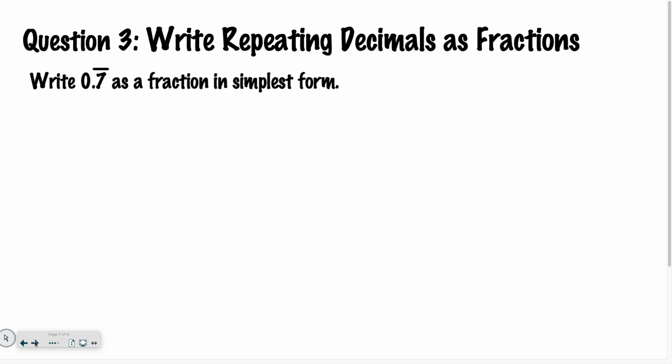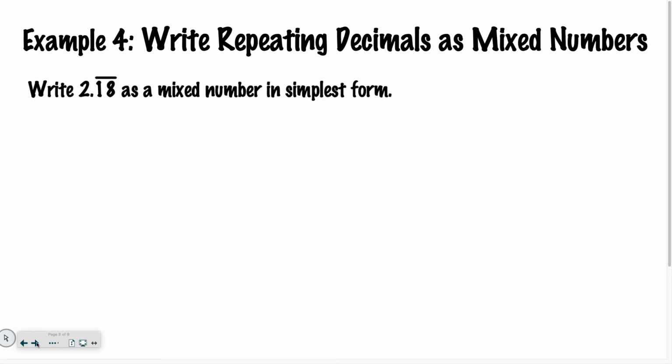Okay, now it's your turn. I want you to write 0.7 repeating as a fraction in simplest form. Good luck. Hopefully you said it's only the 7 repeating, so you put 7 over a single 9. So 7/9 is your answer. If you have questions about that, please be sure to ask for some help.